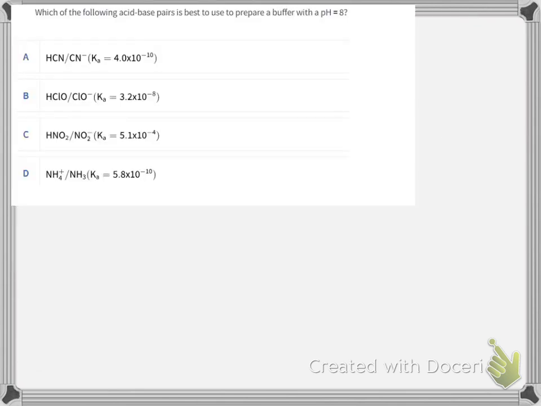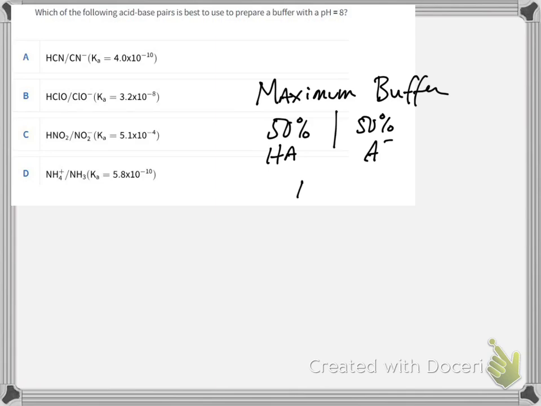Right, so the next couple slides are dealing with buffers. So we want to know what is the best buffer, like what is the best system here to be able to find a buffer that has the maximum capacity of pH equals 8. Right, so maximum buffer means we have 50% of a weak acid and 50% of a weak base. They have to be both in equal concentrations to have the maximum effect, meaning they will accept both strong acids and strong bases. That's what we call maximum buffer.